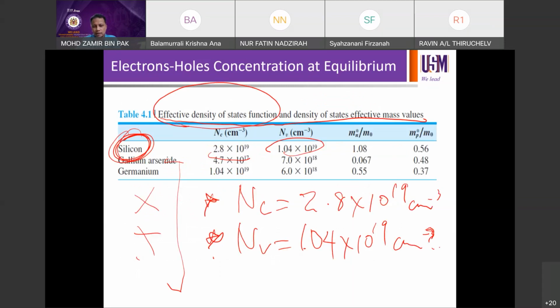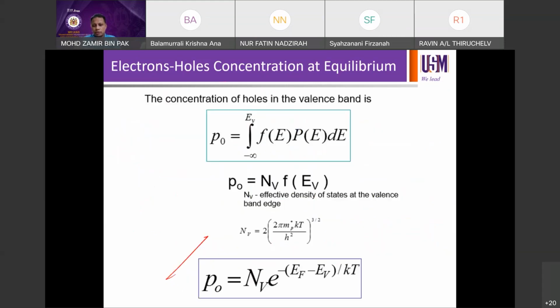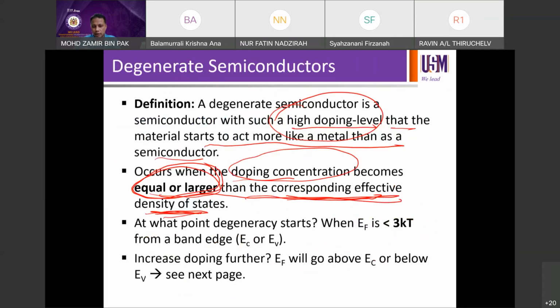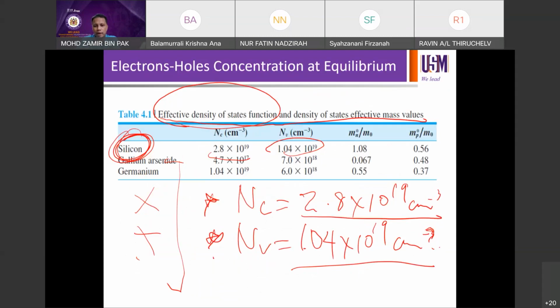So in this case, silicon is NC equals 2.8 times 10 to the 19, NV 1.04 times 10 to the 19. So the moment you have a doping level that hits this, or is equal to or more than this, then your material is considered a degenerate semiconductor already, equal to or larger than the corresponding NC or NV. Okay, so you are going to compare with NC if you're talking about N-type silicon, because it's C, conduction band, remember? And you are going to compare doping level with NV when you are comparing your P-type.